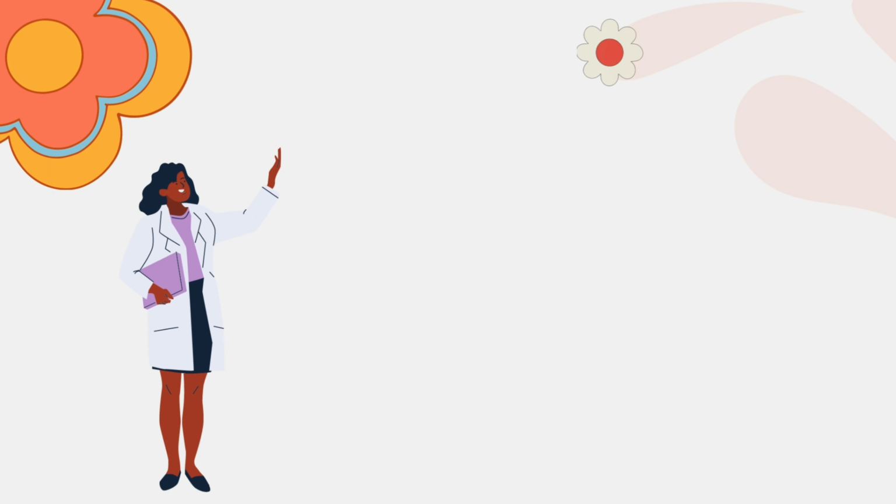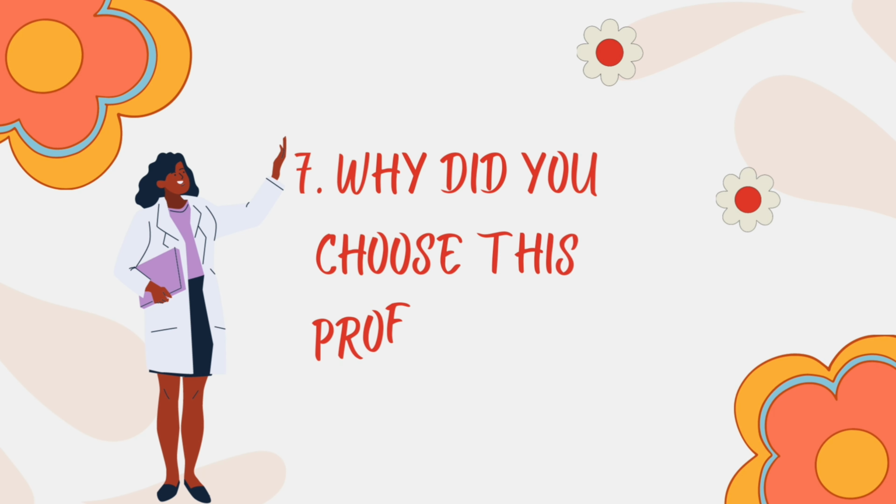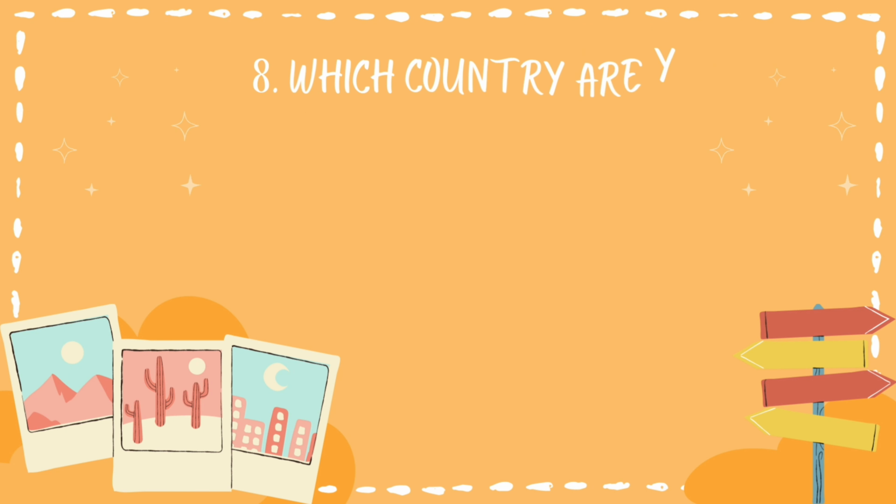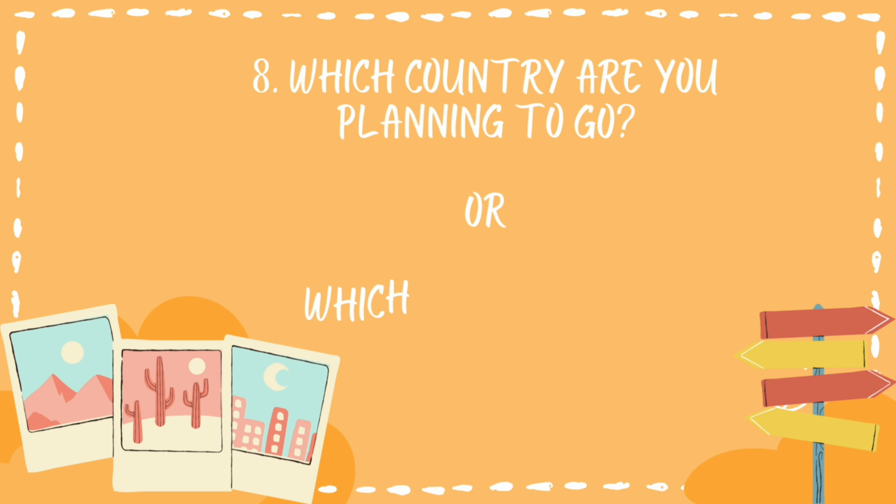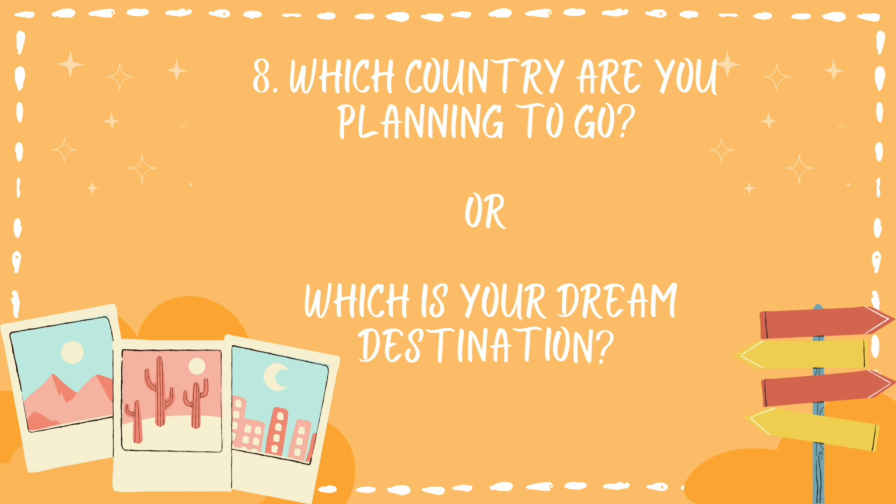Next question is, why did you choose this profession? In this case, you have to give the relevant answer, your likings, your interest, so why you are in this profession. Then the next very important question is, which country are you planning to go? The examiner wants to know your dream destination. So this question can be asked in this form also. Which is your dream destination?